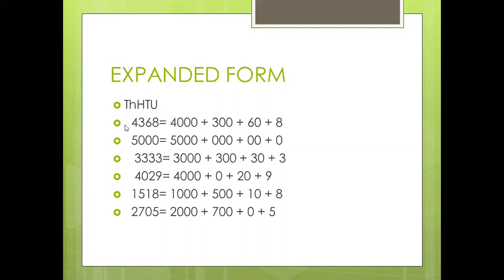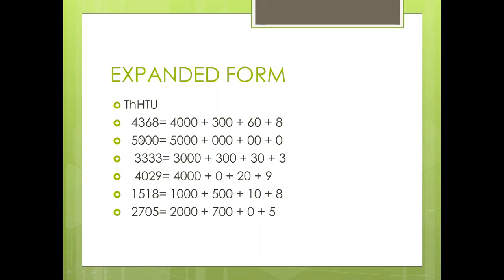So the first number is 4,368. So how will you expand? 4 is in the thousands place, so I write it as 4,000. 3 is in the hundreds place, so I put a plus sign and then I write 300. 6 is in the tens place. Again I put a plus sign and I write 60. Then I put a plus sign and 8 is in the units place, so I write it as 8. So this is the expanded form of 4,368. That is 4,000 plus 300 plus 60 plus 8.